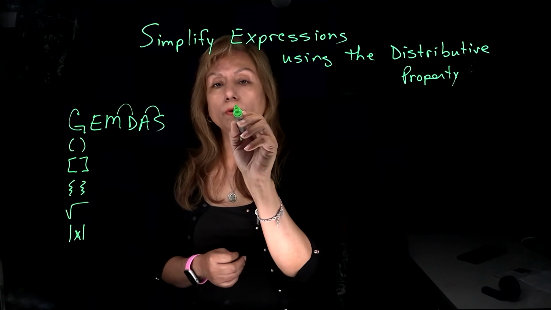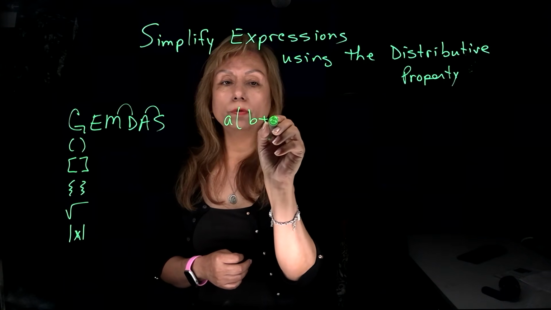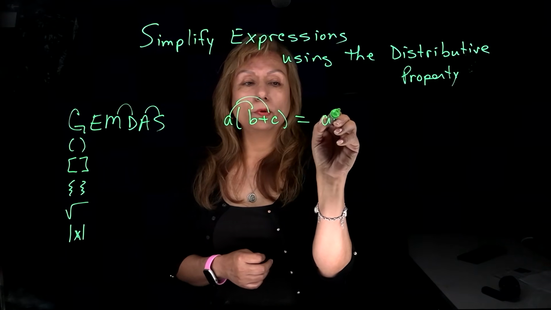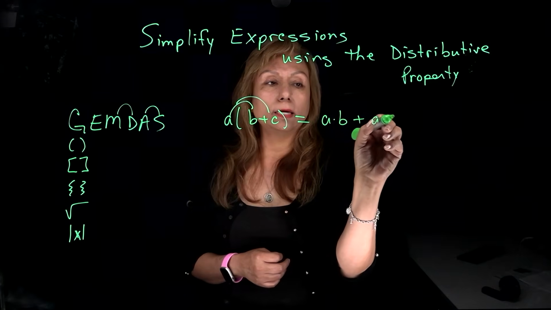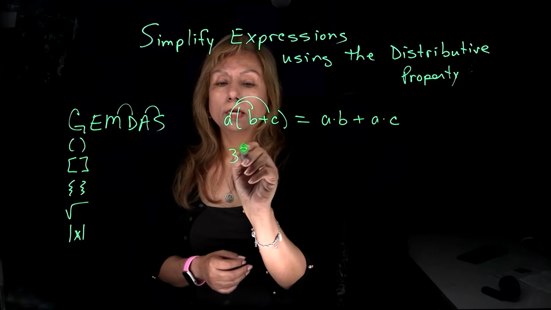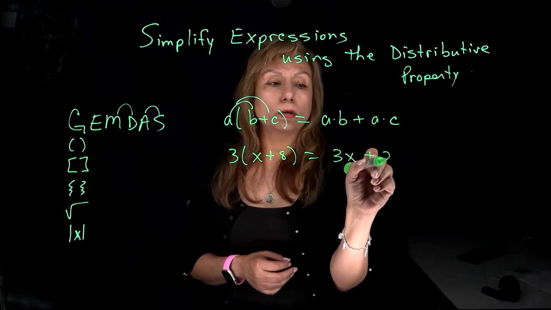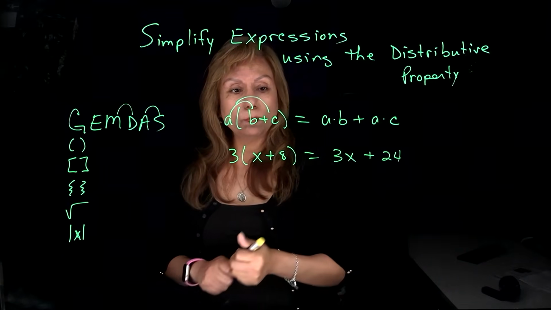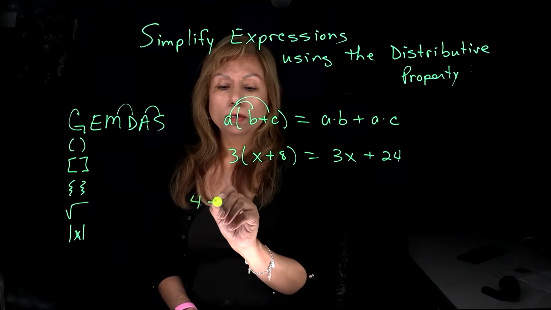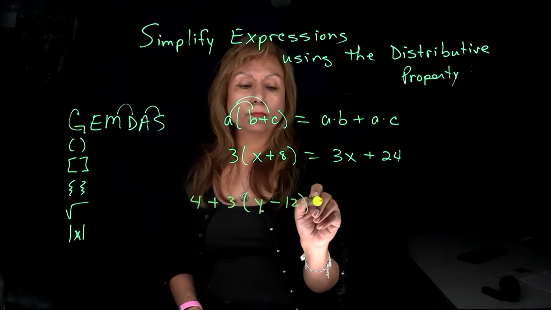So in our previous video, we talked about using the distributive property, and we would distribute what's in front of the parentheses to everything inside, and we would say A times B plus A times C. But then we put a number in front, and we said 3 times x plus 8, and we got 3x plus 24. If we want to make this a little more complicated, because sometimes this will happen, if we have 4 plus 3 times y minus 12.